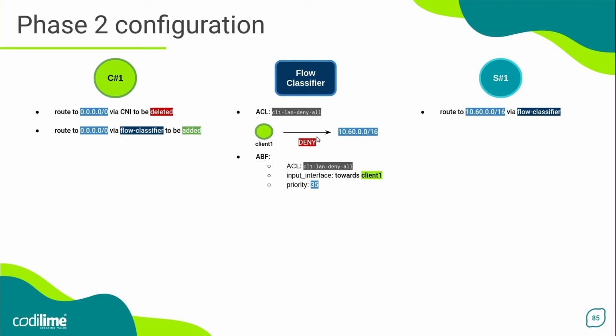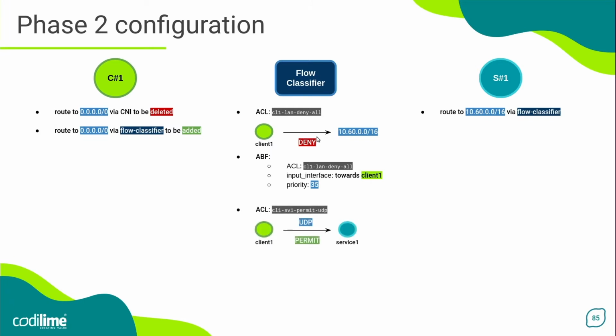Finally, we give this ABF a priority equal to 35. We are using ABF priorities, which are a simple way to order ABFs when they reference the same input interface. This is the case with our setup, which you will see when we discuss the configuration for the next phases. The general rule is that the lower the priority number an ABF is assigned, the more important it is.